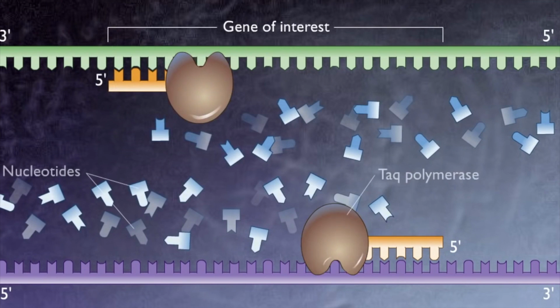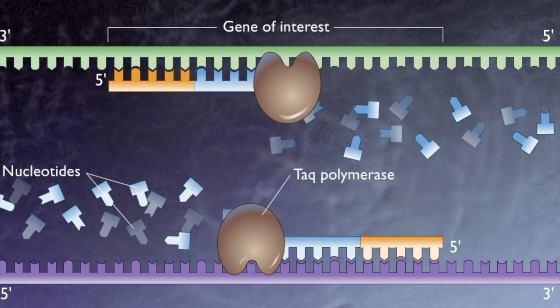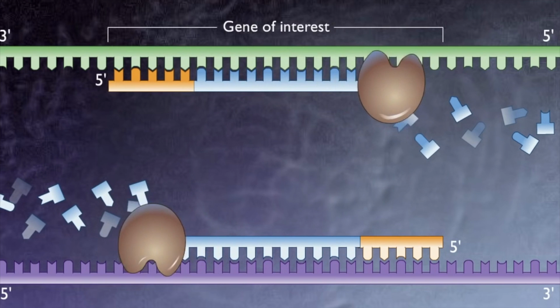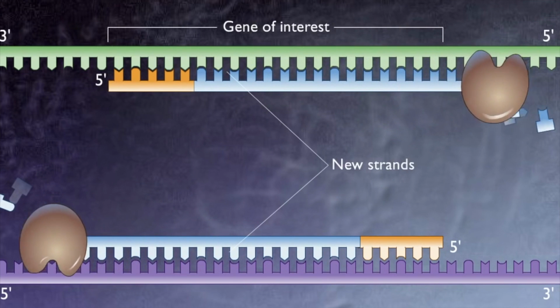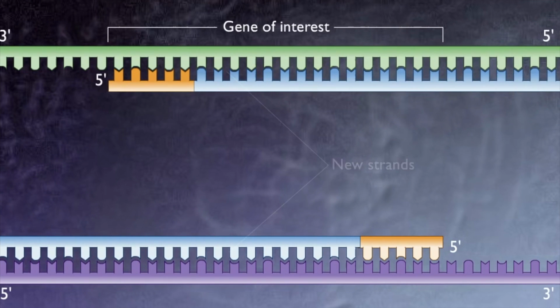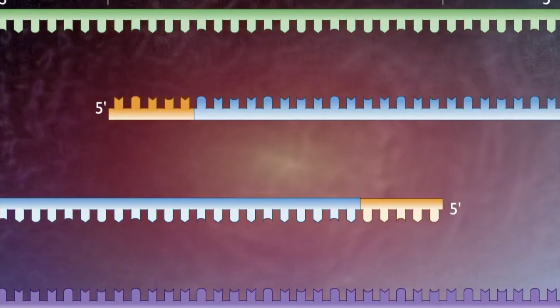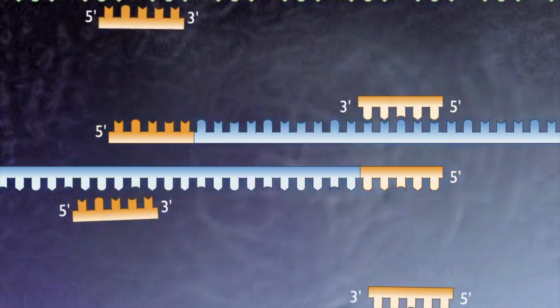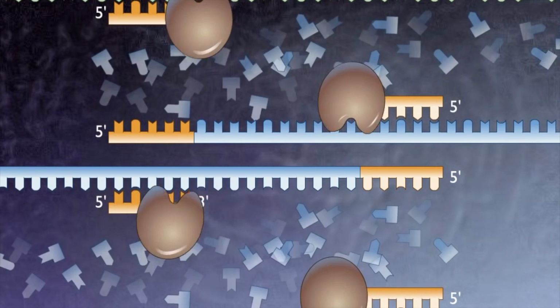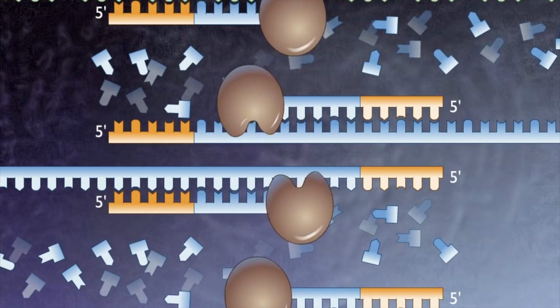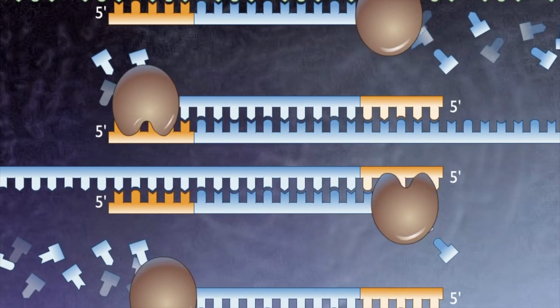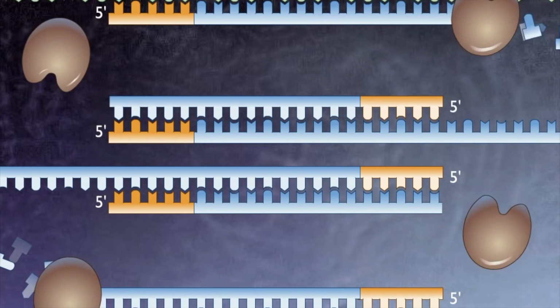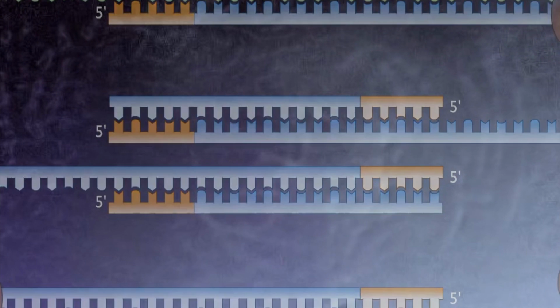Taq polymerase then synthesizes the complementary strand of DNA using the primer as the starting point. The temperature is raised again to separate the DNA strands and then lowered sufficiently to allow the primers to attach. Taq polymerase now synthesizes another set of new complementary strands. This process is repeated until enough DNA has been produced to be identified or used for further research.